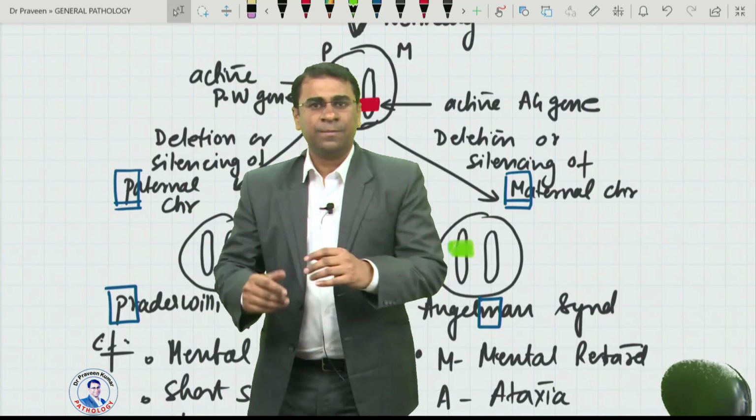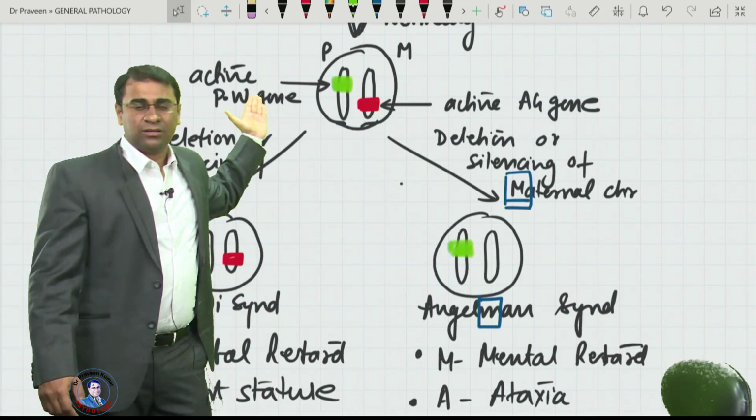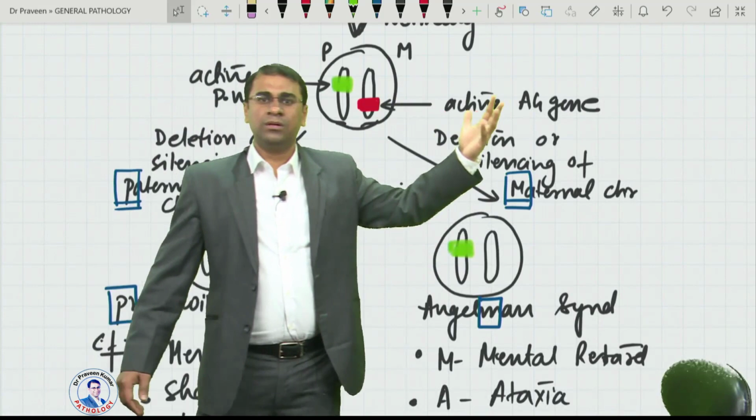Let's take its opposite. Suppose both the chromosomes come from mother. Both of them are mother's. So which is not coming? Obviously father. And what is father giving us? The Praderwilli gene. So when there is no Praderwilli gene, what syndrome? Praderwilli syndrome.